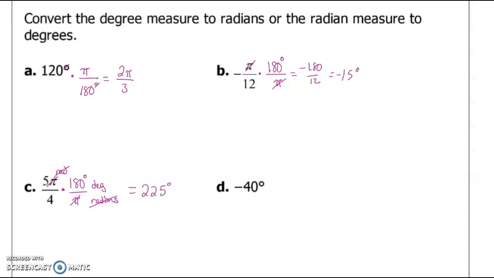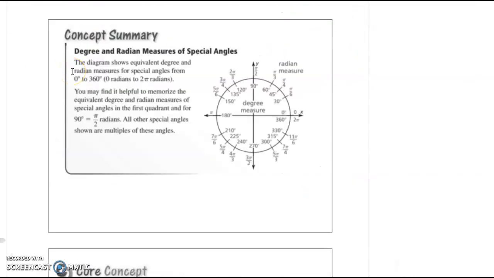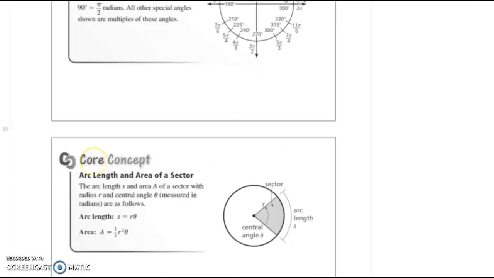5 times 180 divided by 4 is 225. So it's 225 degrees. So think about this one as negative 40 degrees. So times pi radians out of 180 degrees. Basically what I'm saying here is the degrees will cancel and you'll be left in radians. So if you simplify negative 40 over 180 as a fraction, it's negative 2/9. So that's negative 2 pi over 9.